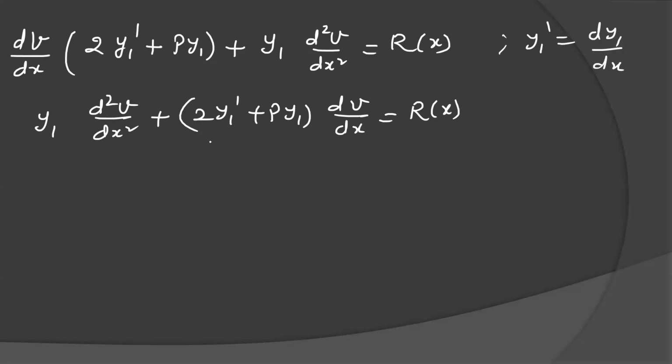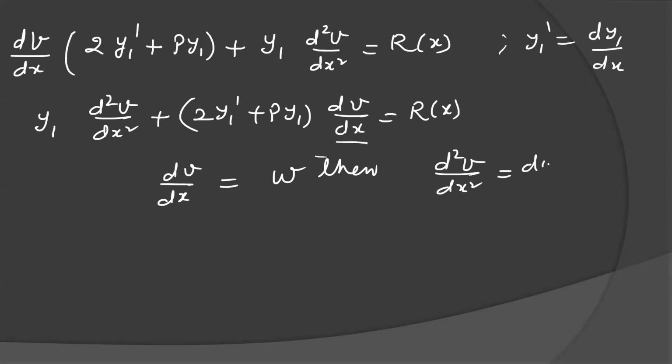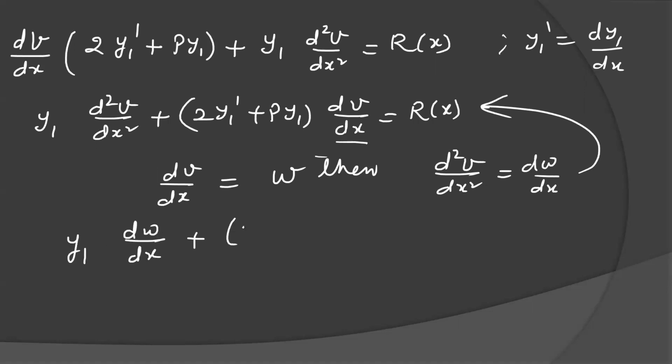Now important point, this is a second order differential equation but reduced order, because we can assume dv by dx some new notation, call it as w, then d2v by dx2 will be dw by dx. So substitute these values here, it will be y1 dw by dx plus 2y1 dash plus py1 w is equal to rx. Now its order is reduced.